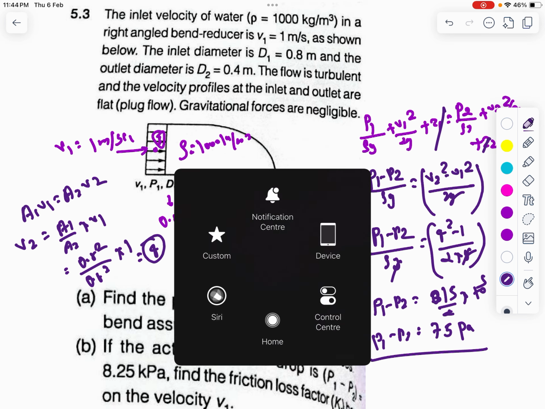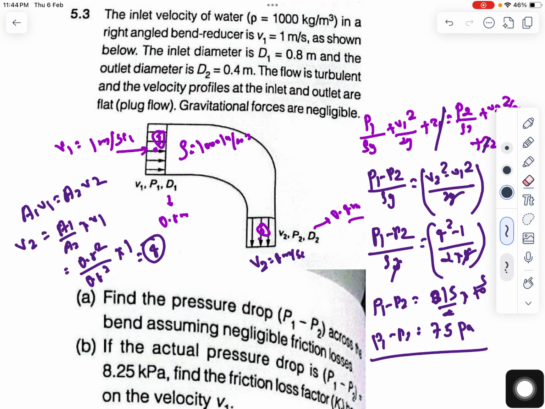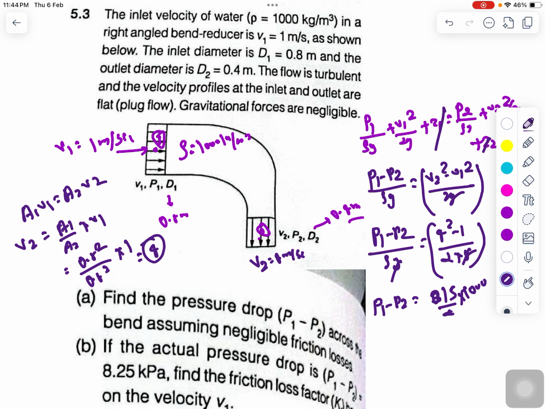Sorry, rho is 1000. I'm extremely sorry for that. So rho is 1000, so you have to substitute 1000 here, right? So from here you will be getting the value that P1 minus P2 is equal to 7.5 into 1000 Pascal, that is equal to 7.5 kilopascal. P1 minus P2.